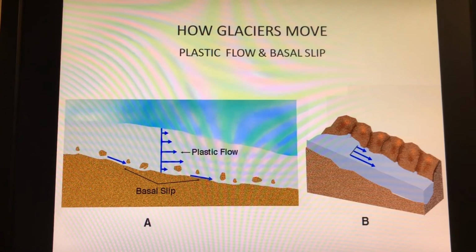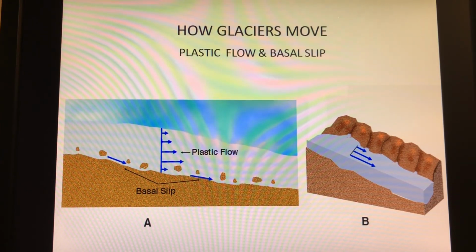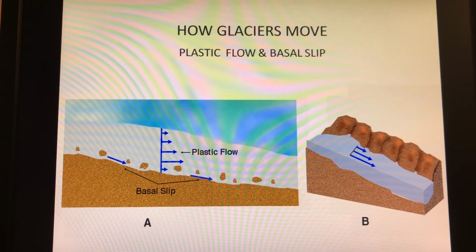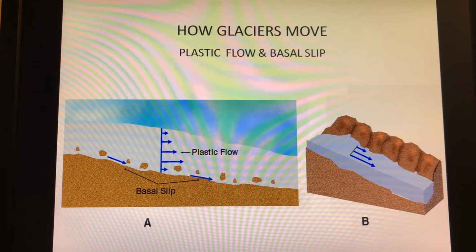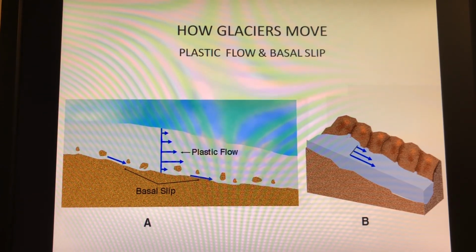Basal slip is the second cause of ice movement. Due to gravity, the entire ice mass actually slips downhill. The layer closest to the surface behaves differently than the layers below. The plastic flow happens at about 50 meters below the glacier's surface, where the pressure increases. The greater the depth beneath the surface, the greater the plastic flow.